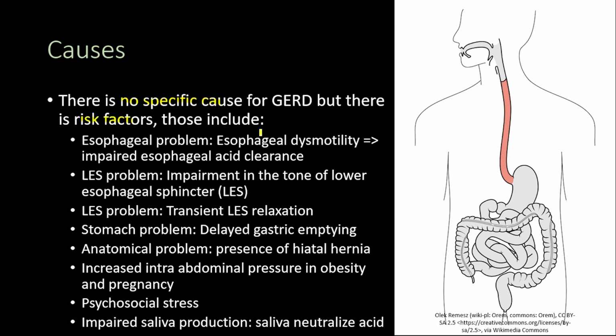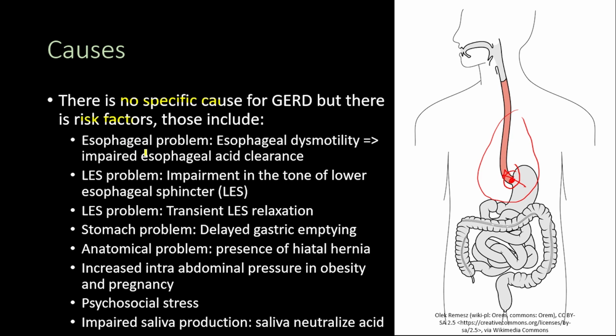to understand the risk factors, first we have to understand some points about the anatomy of the esophagus and the stomach. So we have the esophagus here connecting to the stomach, and at the connection of the esophagus to the stomach we have the lower esophageal sphincter. This sphincter maintains high pressure to prevent the acid from returning into the esophagus. So normally this sphincter is contracting to prevent the acid from returning to the esophagus.